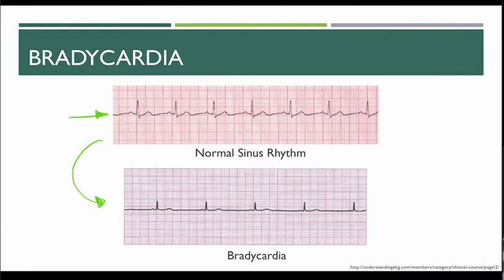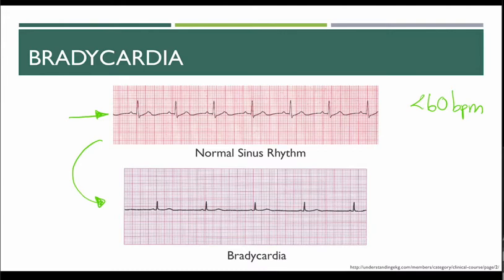Bradycardia is defined as less than 60 beats per minute, which is easy to remember because normal heart rate is 60 to 100. So if it's lower than normal, it's bradycardic. The typical reason someone has bradycardia could be that they have a problem with the SA node. Because the SA node is what drives our heart rate, if there's some kind of problem at the SA node where the impulses are being generated at a slower rate, it could present itself as bradycardia.